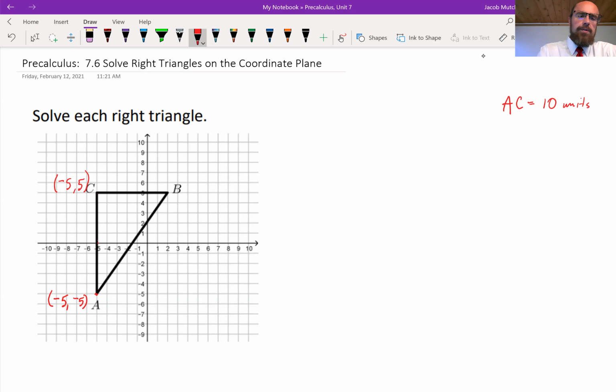So I'll mark it there on the side. I'm also going to mark it here on the diagram. Side AC is 10. And I'm really helped by that because notice my X values are fixed. That means that's a perfectly vertical line.